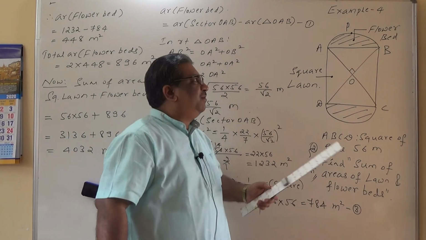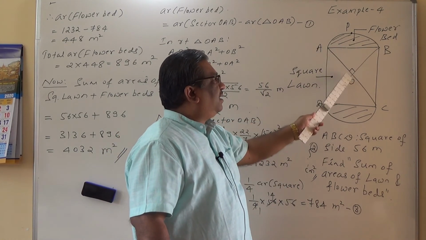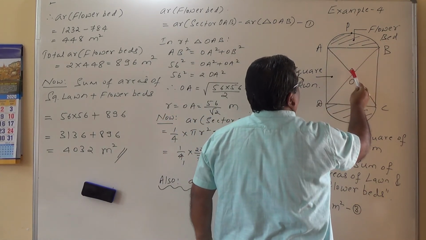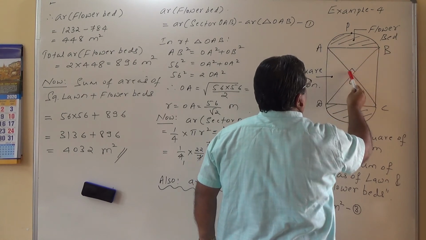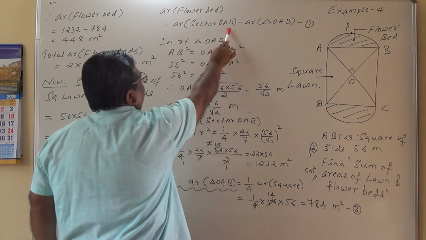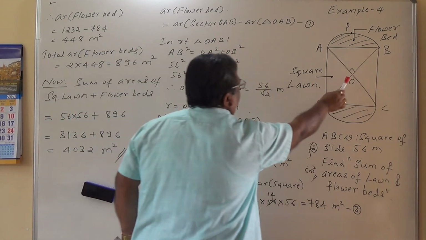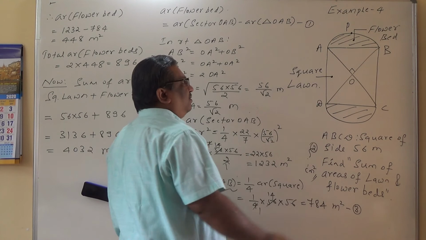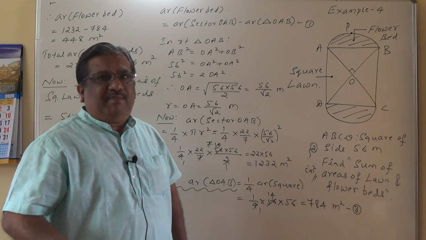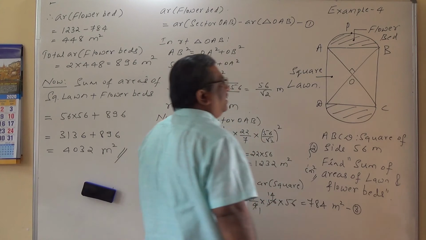But instead of that, what I am doing here is, area of the segment is equal to area of the sector minus area of the triangle OAB. You understood? Area of the sector minus area of this triangle gives you area of the segment. So area of the flower bed is area of the sector minus area of the triangle. So in right triangle OAB, it is a right triangle. Why is it so? It is a square basically, ABCD, and the diagonals perpendicularly bisect each other, and hence triangle OAB is a right triangle.